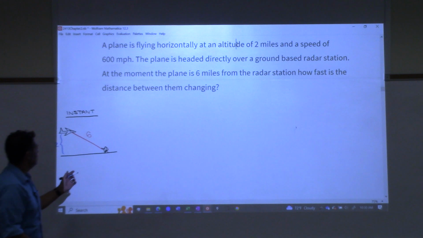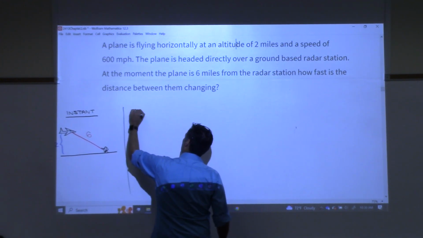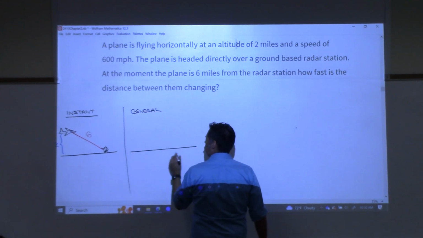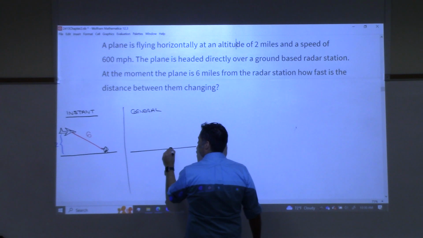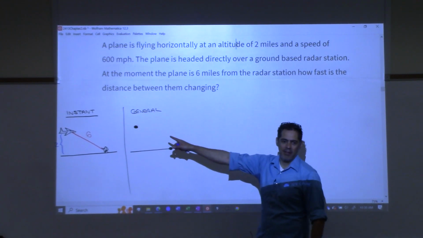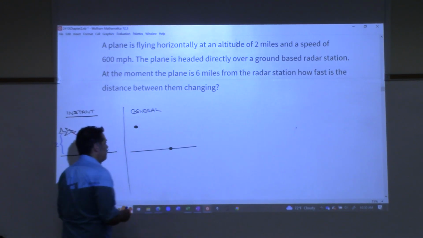That's my first picture. I'm going to start drawing my general picture. In my general picture, I'm not going to be as fancy. I have the radar station and the plane, all right? Now, is anything fixed in this picture?